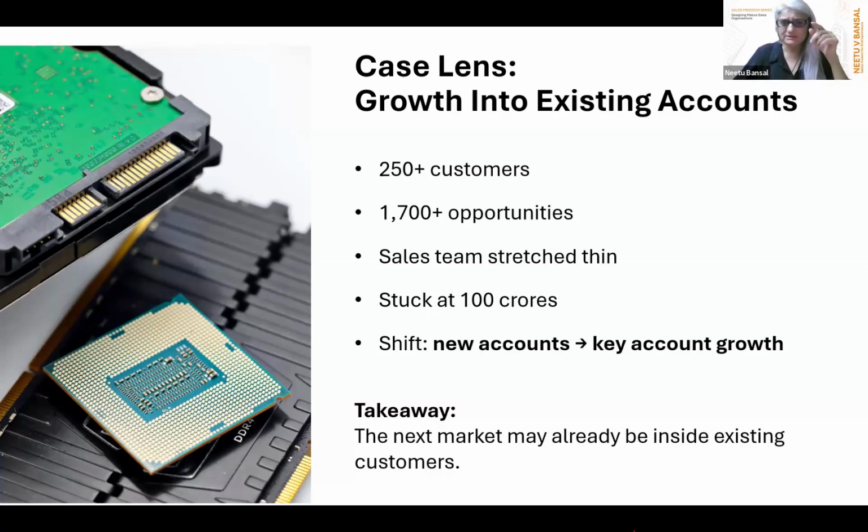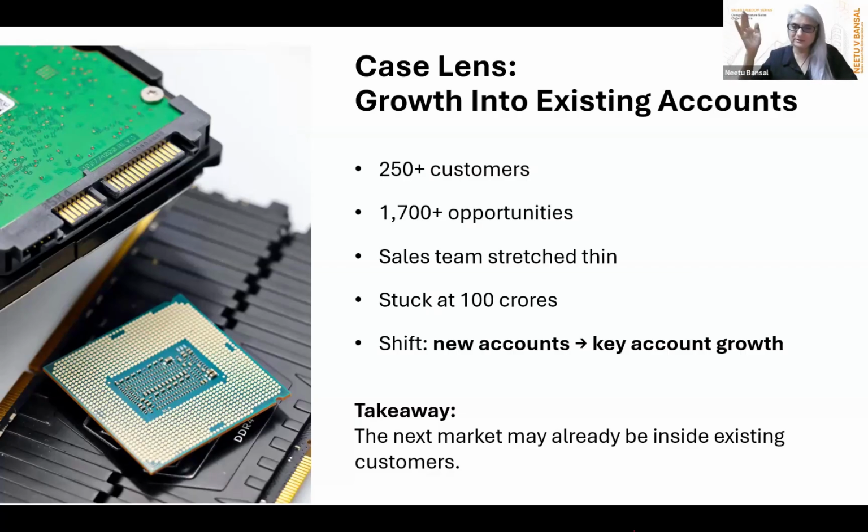So here's what we did. We said, forget about new accounts. Let's look at your existing accounts. You already have 1,700 plus opportunities in your pipeline, which have not been fructified. When I looked at the value of that, it was double their current sales target. This year's target was 120 crores, and if you put a value on the 1,700 plus opportunities, it easily crossed 250 crores. But they don't have time.